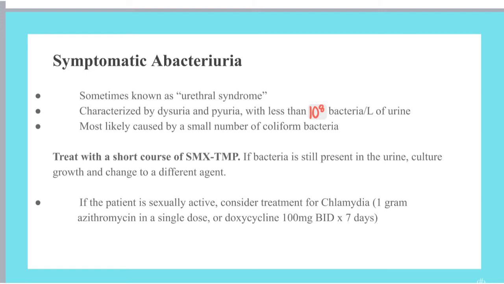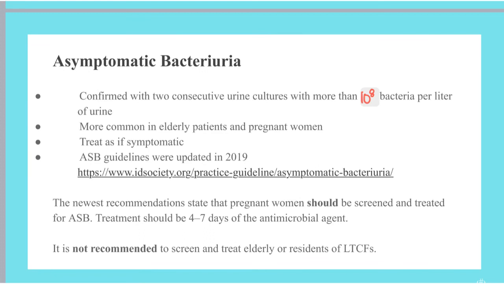And then if the bacteria is still present, then you would need to grow and culture it and test sensitivity. It should be noted that if the patient's sexually active, there are other things that could be causing this other than bacteria normally that cause a UTI. The patient should be assessed for chlamydia, and you can treat that with a single dose of azithromycin or 7 days of doxycycline.